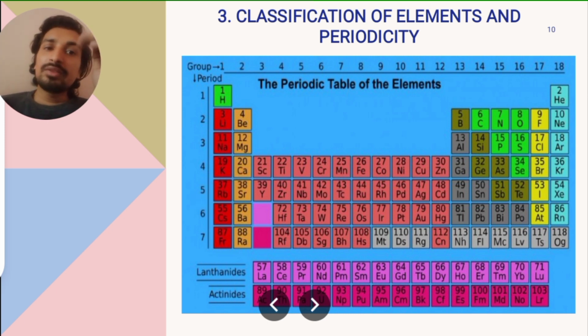So group-wise you can learn: hydrogen, lithium, sodium, potassium, rubidium, cesium, francium, beryllium, magnesium, calcium, strontium, barium, radium. Then you have scandium, yttrium, lanthanum, actinium. These are lanthanides and actinides; they are placed separately, these two, okay? And titanium, zirconium, hafnium, vanadium, niobium, tantalum, chromium, molybdenum, tungsten, manganese, technetium, rhenium, iron, ruthenium, osmium, cobalt, rhodium, iridium, nickel, palladium, platinum, copper, silver, gold, zinc, cadmium, mercury, boron, aluminum, gallium, indium, thallium, carbon, silicon, germanium, tin, lead.